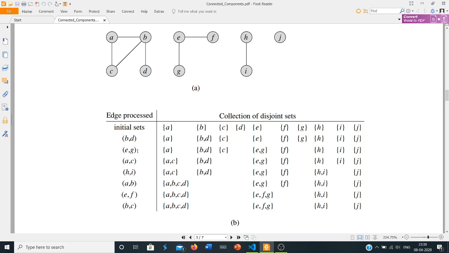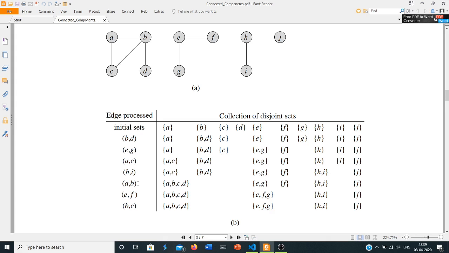Next, we traverse the edge EG. This is the edge being traversed. Therefore, we take the set containing E, we take the set containing G, and we simply merge them, as we can see over here. Next up, we have AC. This is the edge we are talking about. We merge the set containing A along with the set containing C in order to obtain the set A, C. With HI, we merge H and I into a single set.